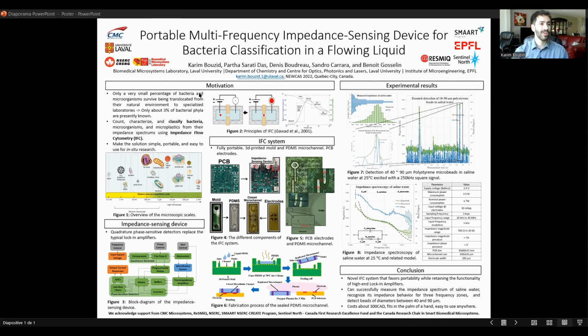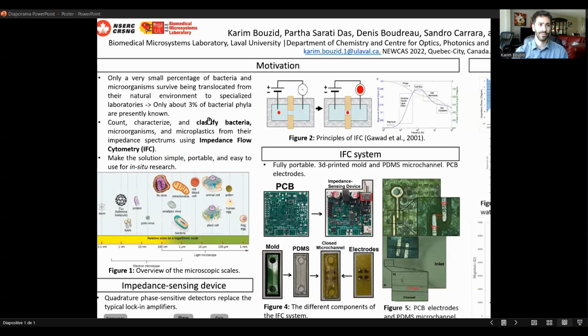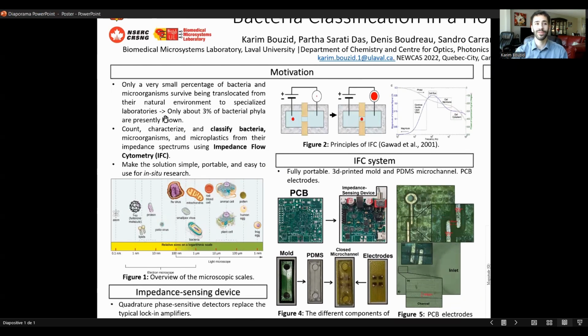So what exactly motivates me to research this is that very little is known about bacteria. In fact, only about 3% of bacterial phyla are even presently known. We have a bit of information about them because they can be cultured in the laboratory, versus the other 97% that, when we take them from the field to the laboratories, die on the way and cannot be identified or characterized as efficiently. So one of the main motivations is to design a device that is really simple and portable, and that can be used for research directly in the field, or in situ research.